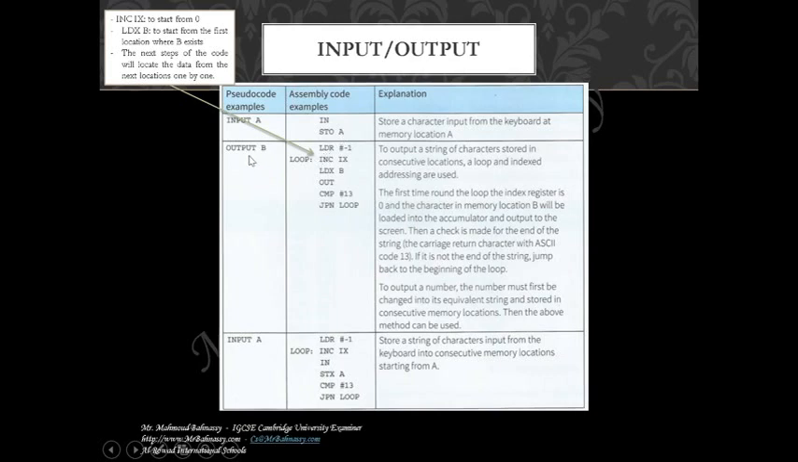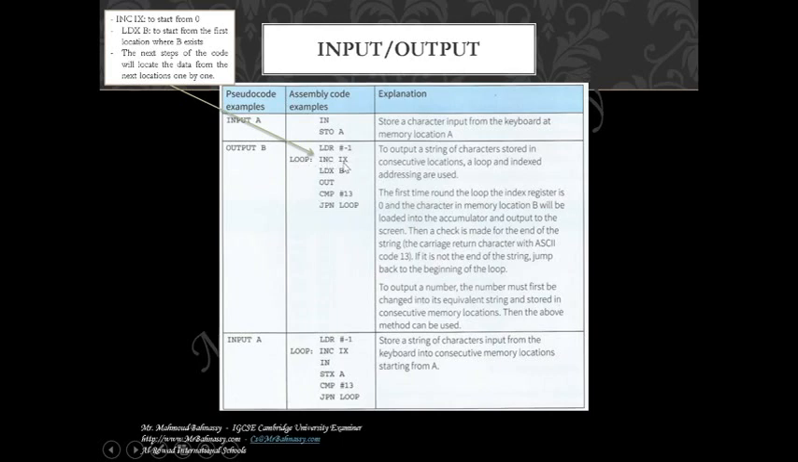In the second example here, we have output B. That means we're going to output a sequence of characters. We output a string, which is a sequence of characters on the screen, like outputting a message. In assembly language, how do we do this? We can load -1 into the index register. Then starting from here, we're going to repeat these steps. That's why we have a label loop.